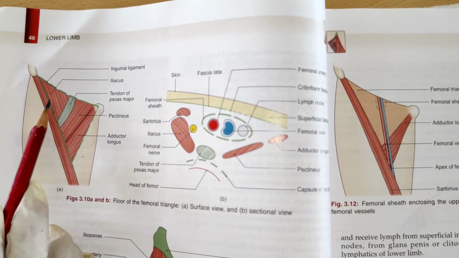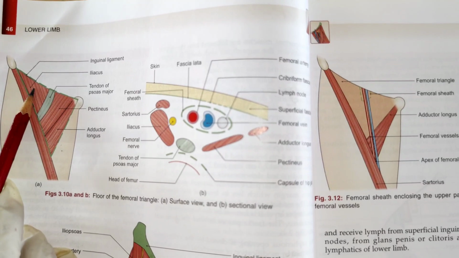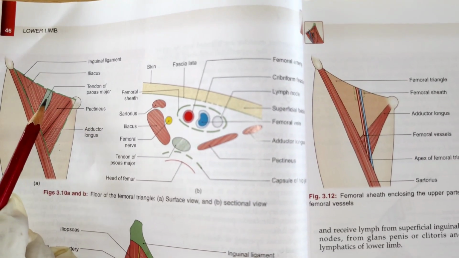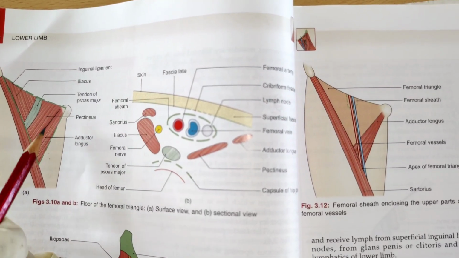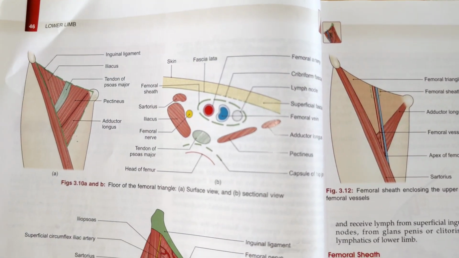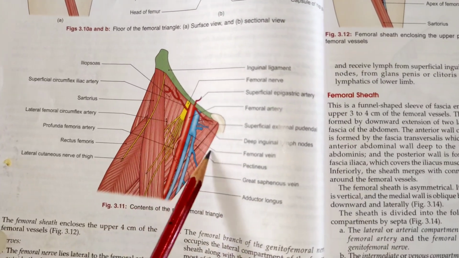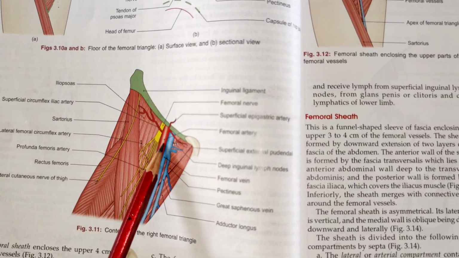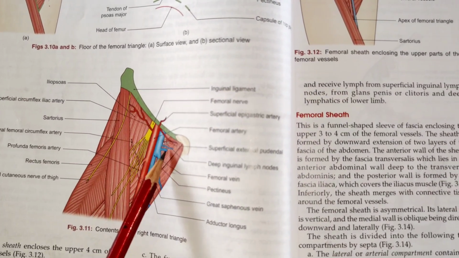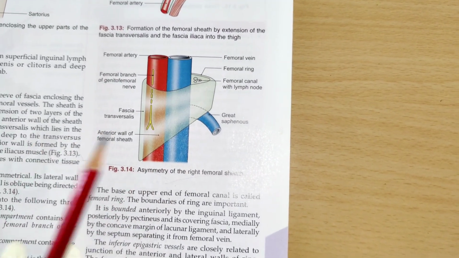In the floor, from lateral to medial side, you can see the four muscles. They are iliacus, psoas major, tendon of psoas major, pectineus, and most medially adductor longus. And the content of the femoral triangle, from lateral to medial side, are femoral nerve, femoral artery, and femoral vein. Now we will see something about the femoral sheath.